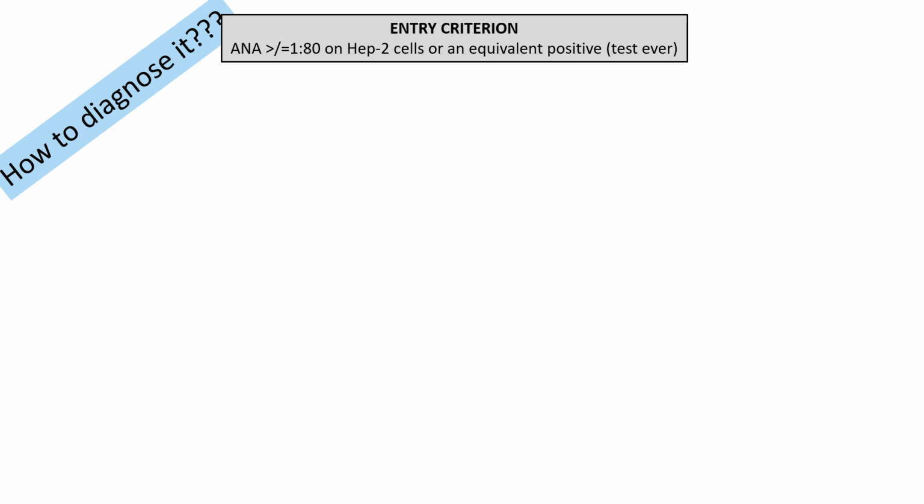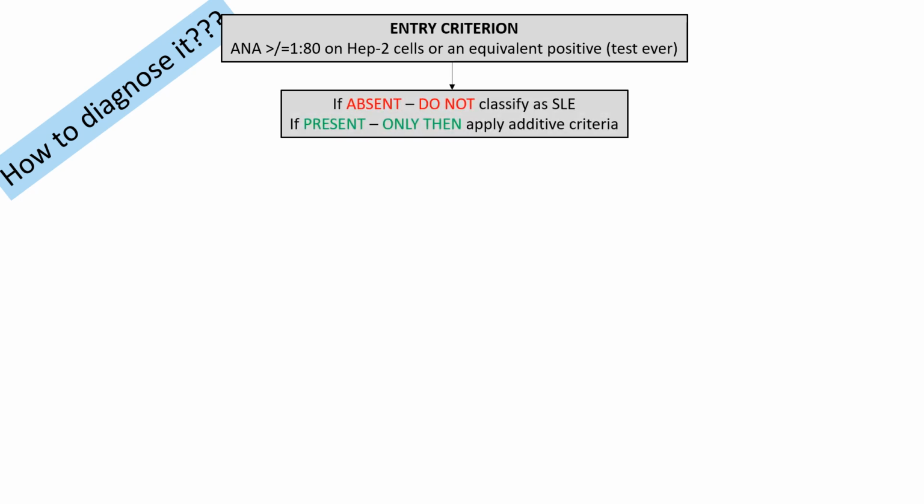If you suspect clinically the patient has SLE, you should first go for ANA, quantitative ANA, and if the titer is more than or equal to 1:80 on Hep2 cells, then you must apply other criteria and investigate further to confirm your diagnosis of SLE. So if it is absent, do not classify as SLE. If present, only then apply the additive criteria.